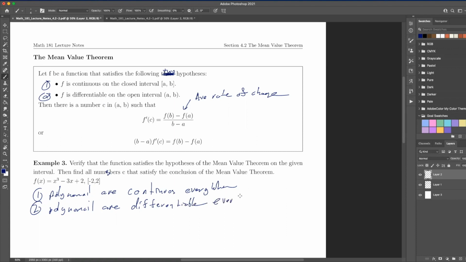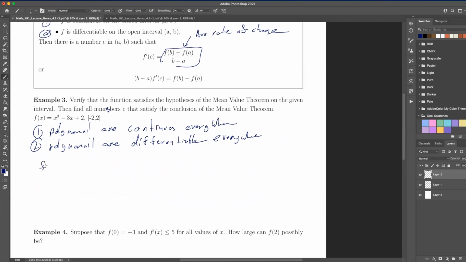So this satisfies the first 2 criteria. Okay, so what do we want to find? We want to find all f prime of c such that this is true. All right, so what's the first thing we want to do? We kind of want to figure out what this number is. So let's calculate that number.